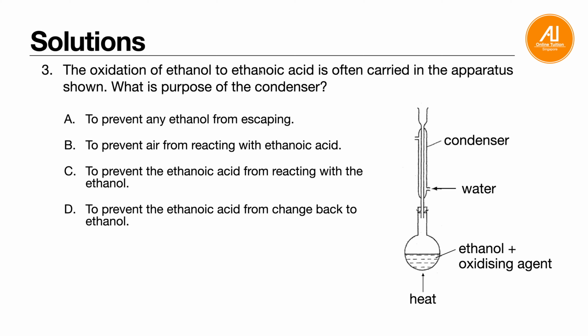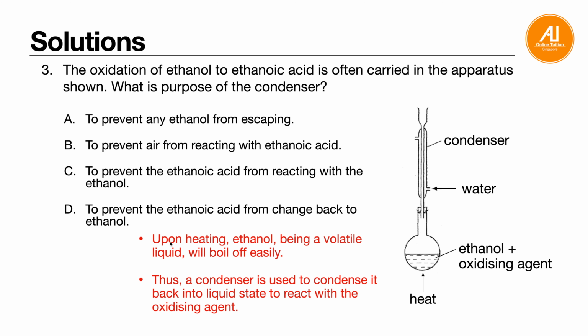Question 3. The oxidation of ethanol to ethanoic acid is often carried out in the apparatus shown. What's the purpose of the condenser? If you see carefully, ethanol is reacting with your oxidizing agent. Upon heating, ethanol being a volatile liquid will boil off easily. So it will change from liquid to gaseous state and escape. But a condenser is used to condense it back into the liquid state so that it will drip back down as liquid, then it will react with your oxidizing agent. So the only one that makes sense is A, to prevent any ethanol from escaping. You want all the ethanol to react with your oxidizing agent to form ethanoic acid.